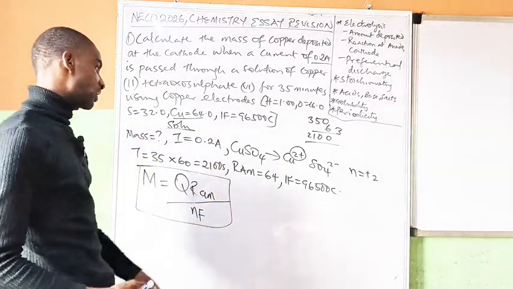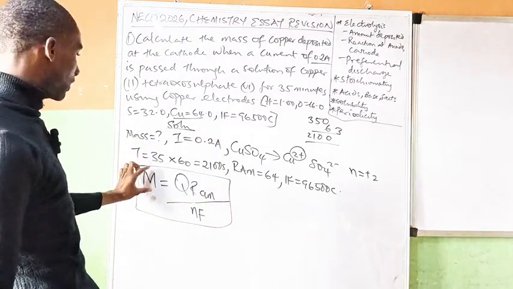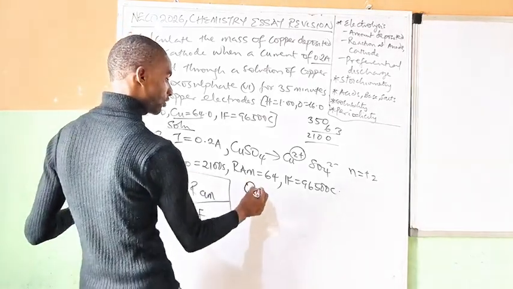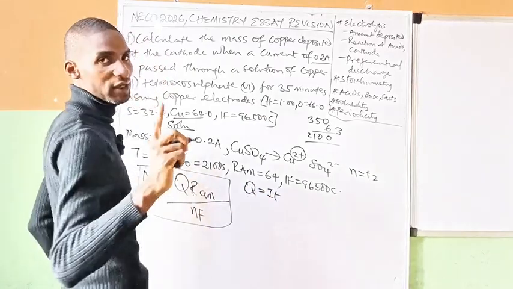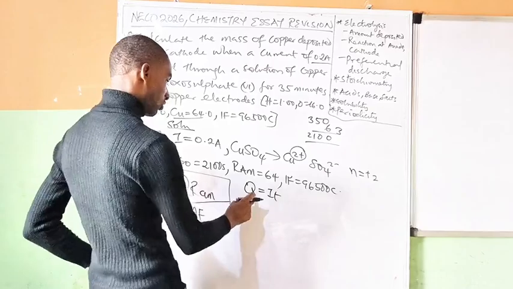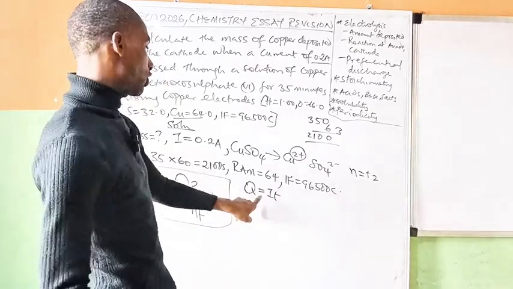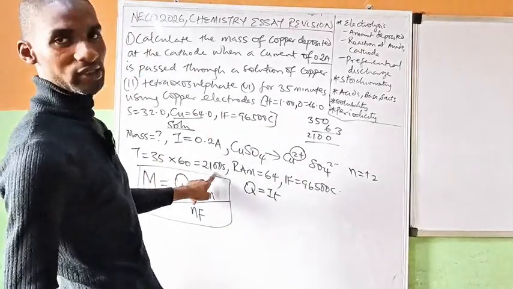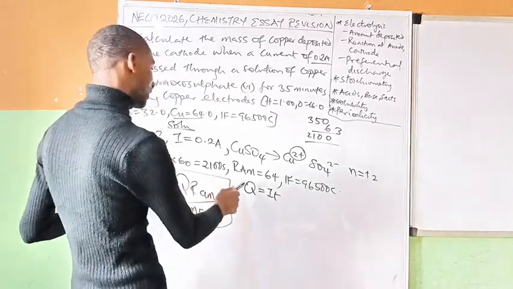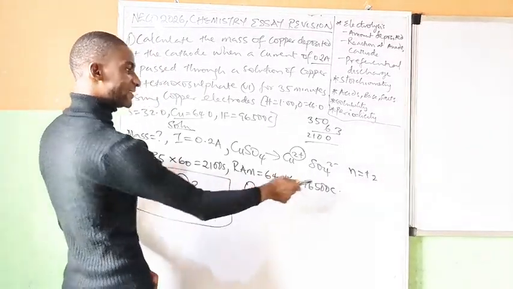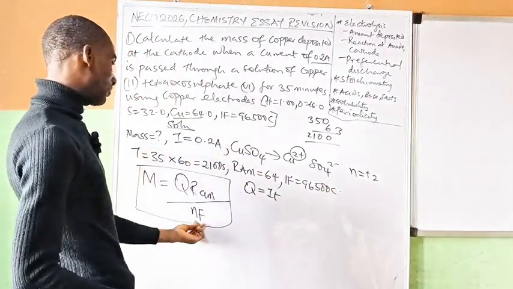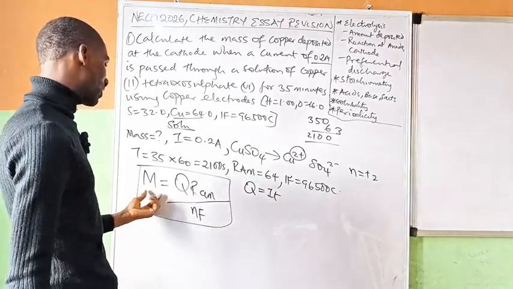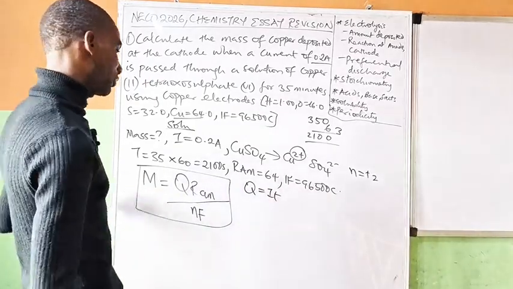So what has this got to do with our calculation? Our M is the mass that we are asked to calculate. Our Q is the quantity of charge, and the formula, Q equals IT, comes from the first Faraday's law of electrolysis. To get your Q, you multiply your current by the time in seconds. Our RAM is the relative atomic mass, our N is the charge, which is +2, and our F is 96,500. By the time you input all of those values, you will get the mass you were asked to find straight up.